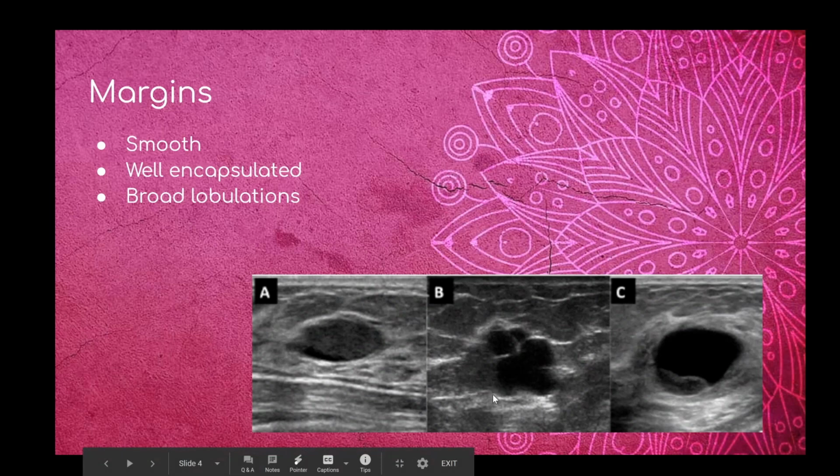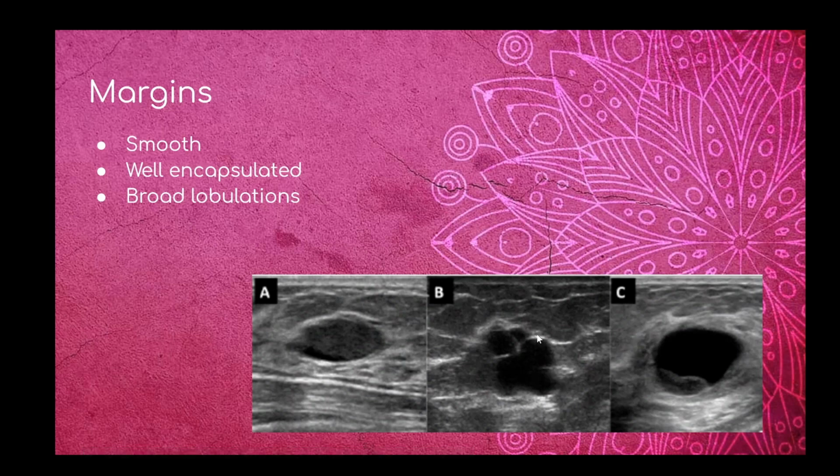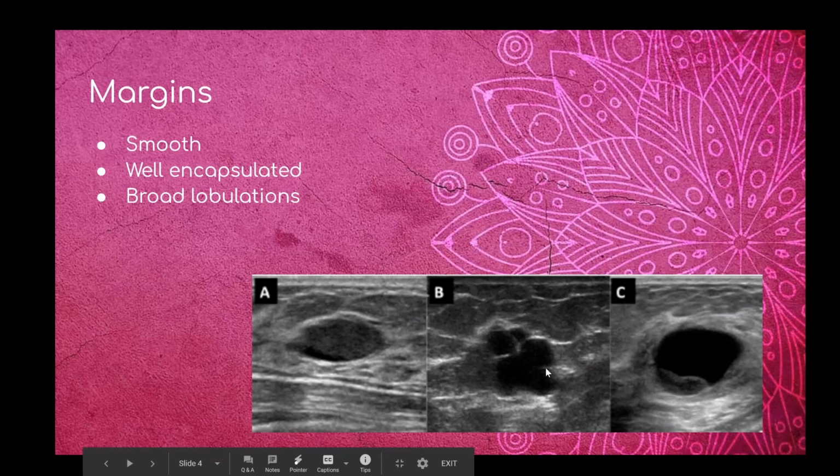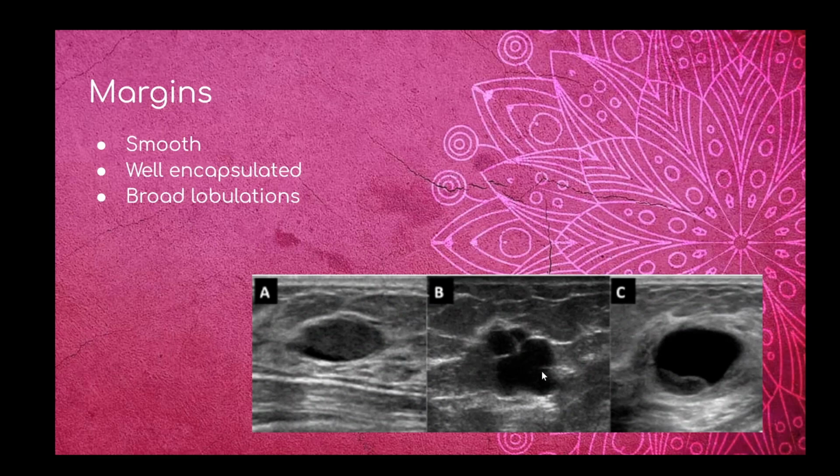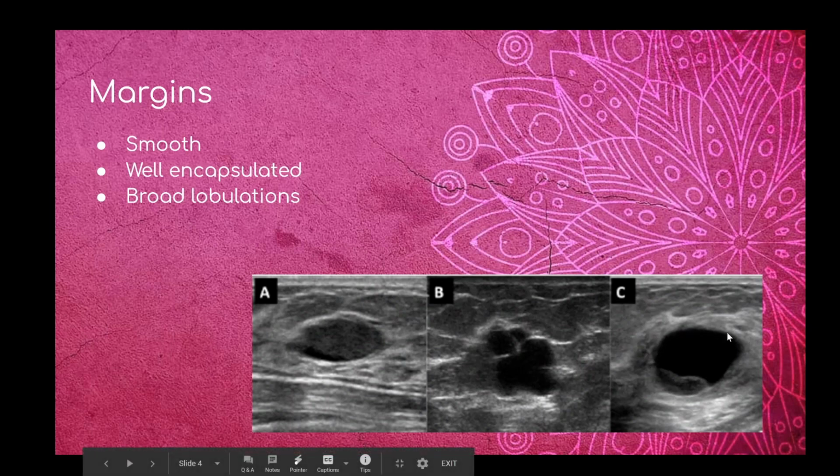This one is a little bit scarier looking. It has some more features to it, but these are very wide lobulations. When they are broad lobulations, that is more benign breast pathology. We're going to learn that microlobulations lean us more towards malignancy. But if they're kind of big, fluffy bubbles, then that's a broad lobulation, more likely benign. Again, we have smooth borders, well encapsulated. There's something inside of this one, so that might be a little concerning, but we have other features that make us believe this is going to lean more benign.